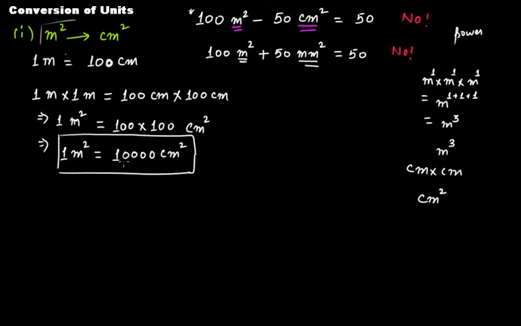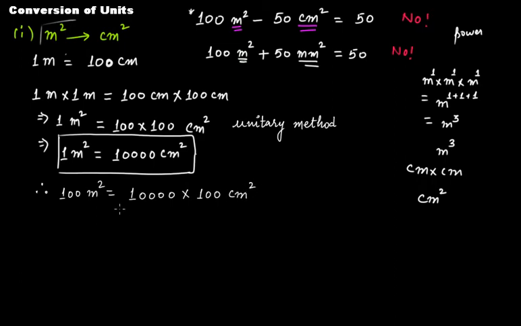If 1 meter square is equal to 10,000 centimeter square, I'm applying the unitary method, and this is the method that we have learned and discussed a lot of times in our earlier videos. It's really very important. Unitary method, you can convert it. 1 meter square is equal to 10,000 centimeter square. Therefore, 100 meter square will be how much? 100 times 10,000 centimeter square.